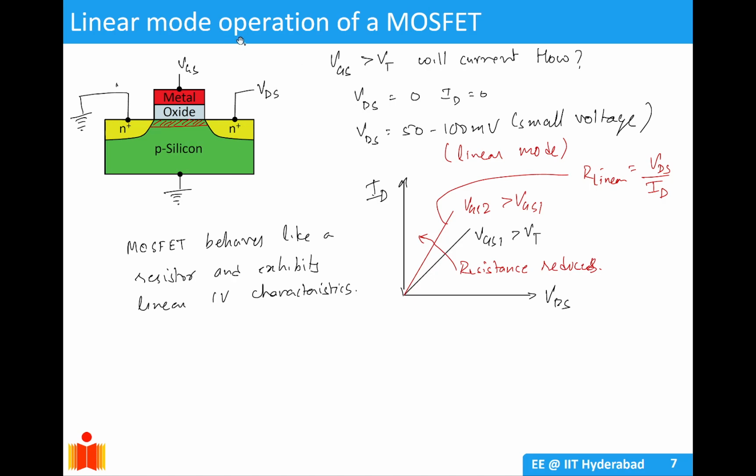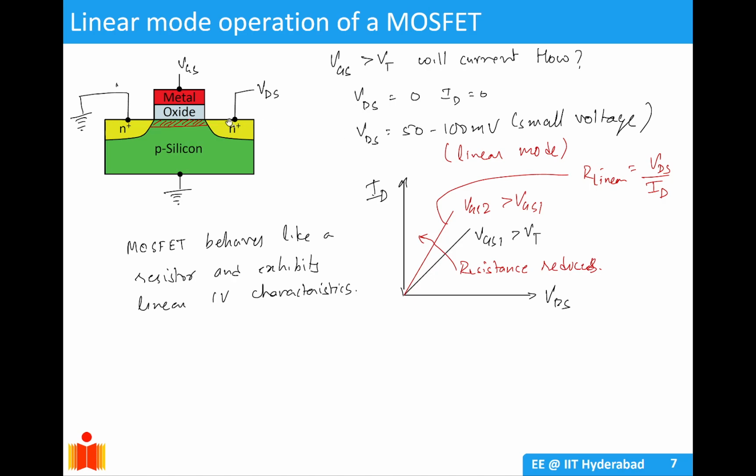Then we come to linear mode operation. What happens when VG becomes greater than VT? When VG is greater than VT, a channel is formed here. But when VDS is zero, that means there is no bias between this and this, then obviously ID will be zero. The current across this channel will be zero.